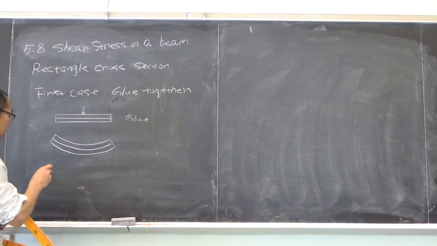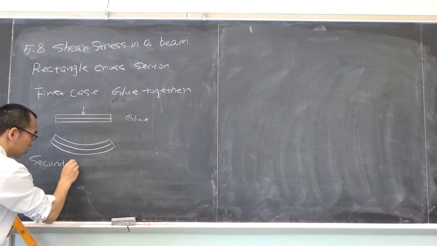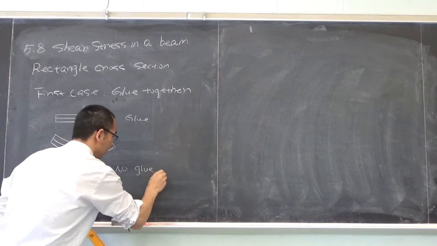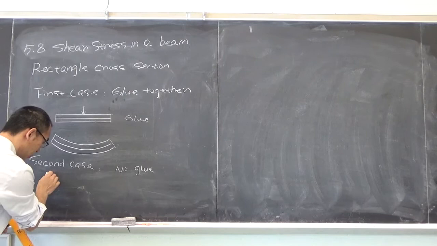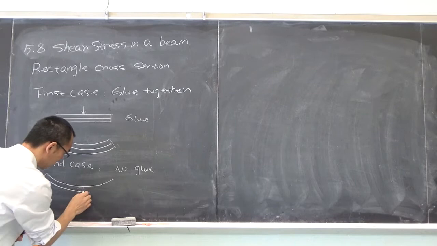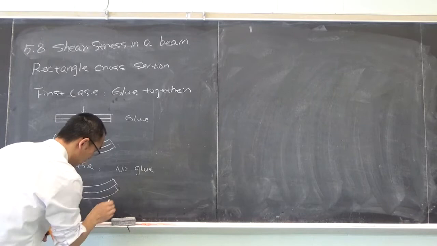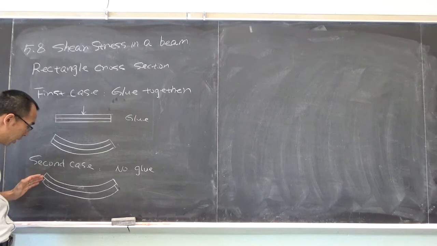Second case, you just stack these two beams together, okay? So, no glue. Then you will give a load, okay? It will deform like this. Okay. So then, finally the ends will not be even.